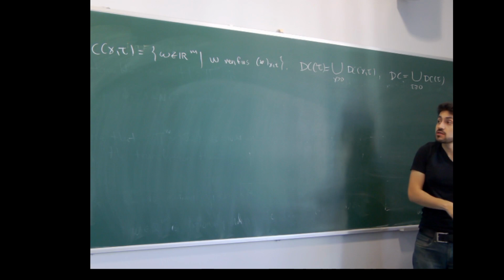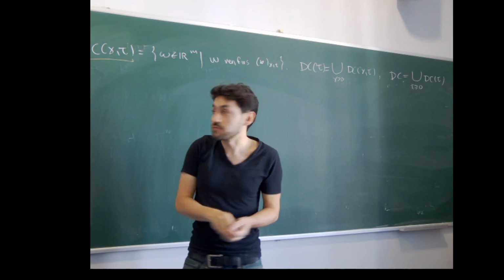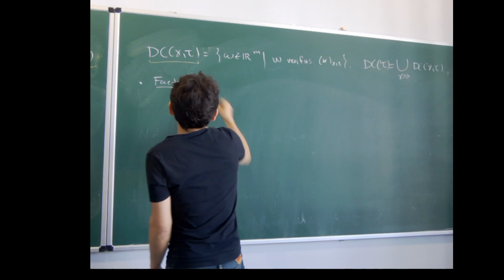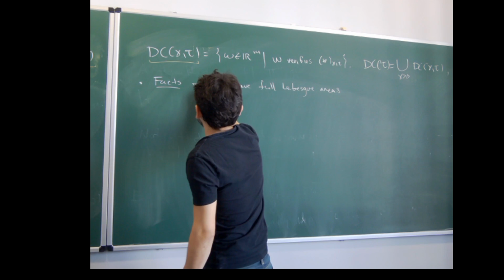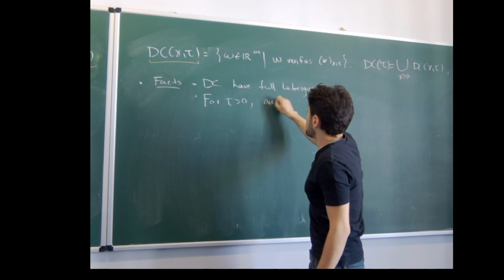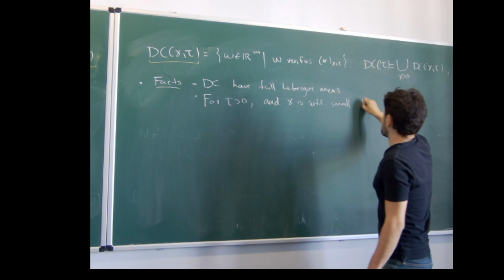Okay, so what will be important for me is that in general these sets have positive measure, so just some facts. As I was saying, Diophantine numbers have full Lebesgue measure. And if I fix tau bigger than zero and gamma is sufficiently small, then this set has positive Lebesgue measure.